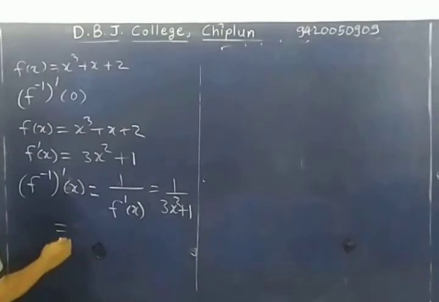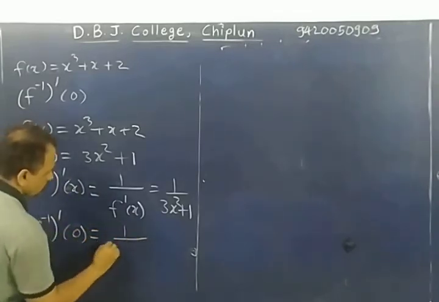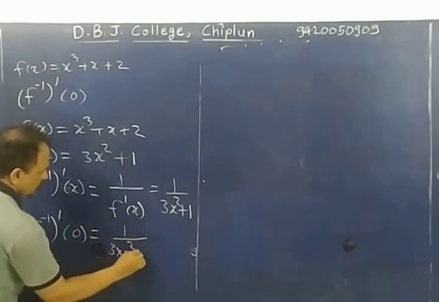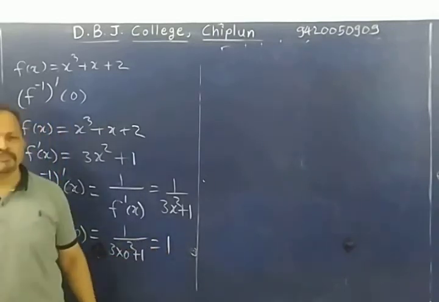We want f inverse dash evaluated at x equal to 0. So 1 upon 3 into 0 square plus 1, the answer is 1.